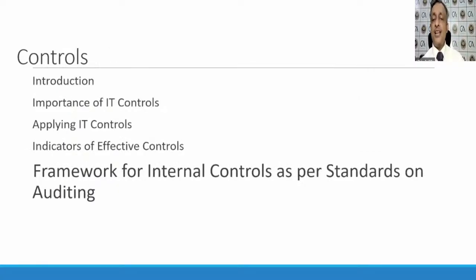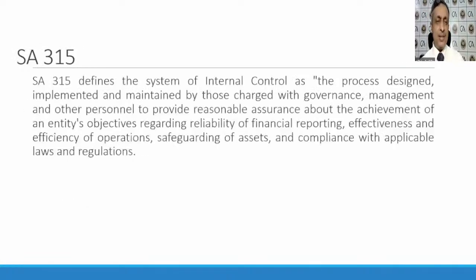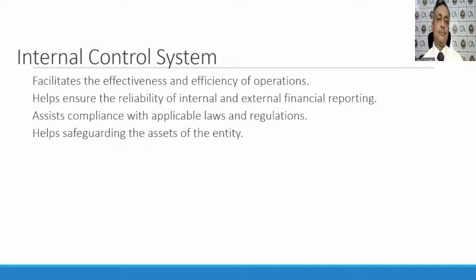Framework for internal controls as per standard on auditing, that is reference to SA 315. So I'll request you to go through this standard directly from the module. We have talked about this. Then internal control system facilitates the effectiveness and efficiency of operation, helps ensure reliability of internal and external financial reporting, assists compliance with laws and regulations, helps safeguard assets. These are core objectives of internal control. Someone referred to SS 610, it's there in that also.